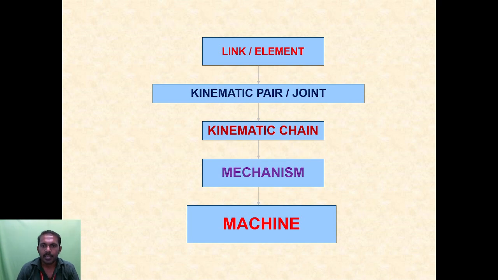Here is one flow chart. One is a link, next is a kinematic pair, next kinematic chain, next mechanism, next machine. This is a flow chart of how we make machines: first link, kinematic pair, kinematic chain and mechanism, and last we find the machine.